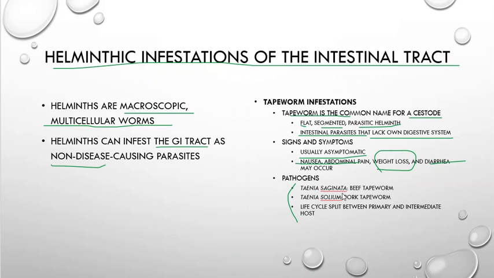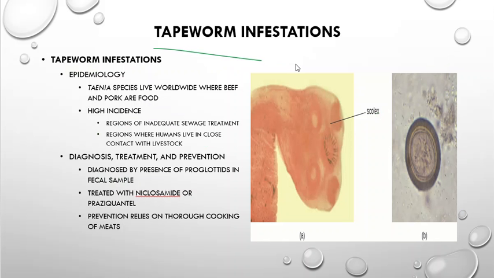Two common ones, the beef and the pork. Taenia saginata is the beef tapeworm. Taenia solium is the pork tapeworm. And these guys split their life cycle between their primary and secondary hosts. You have to cook your food, guys. Tapeworm infestation is worldwide, pork and beef are food. Inadequate sewage treatment, humans living way too close with the livestock.